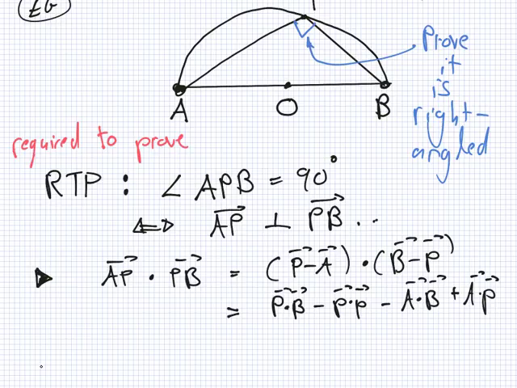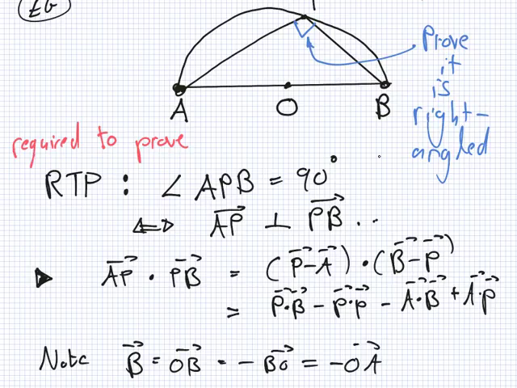Next what we should do is note, though, that B equals OB, which equals minus BO, which is the same thing as minus OA. B to O is the same vector as O to A. So, in other words, B is the same as minus A. B is equal to minus A. This vector is minus that vector, because they're both equal to the radius of the circle.